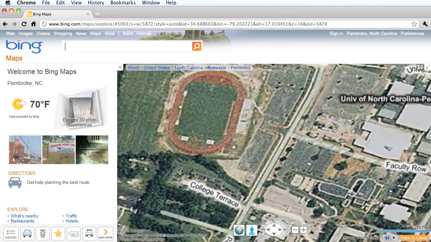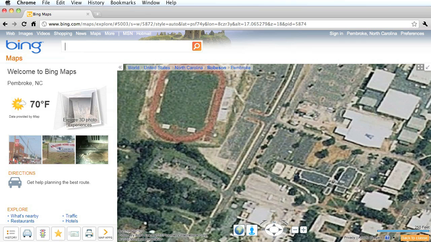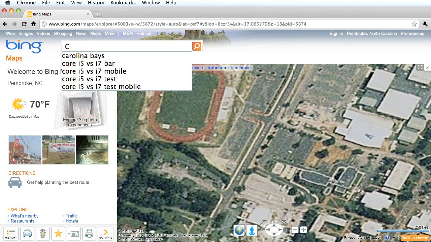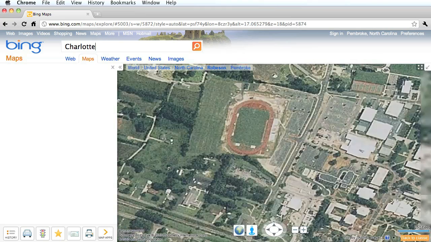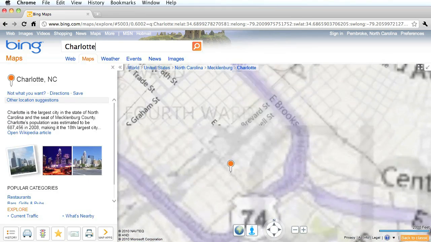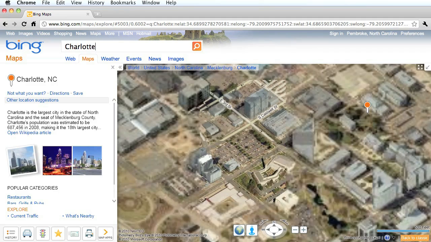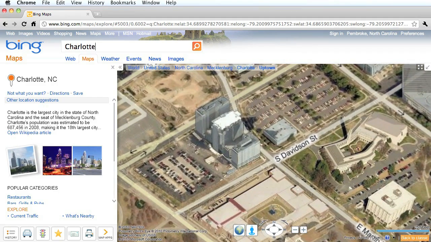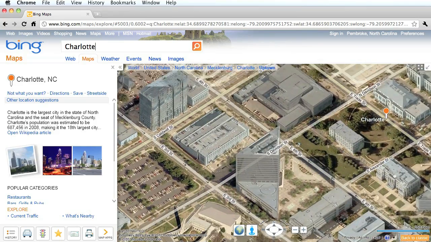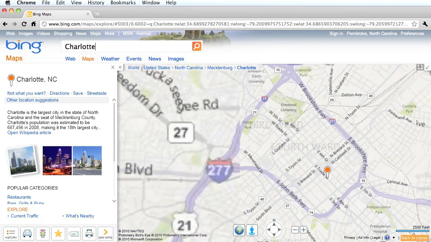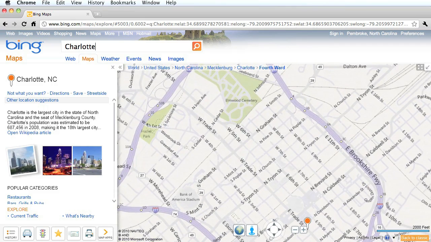Now you can use this in different areas. As you can see, this is a fairly rural area, the areas around UNC Pembroke. But if we take a look at Charlotte, we can see different types of data. In rural areas, they're not really spending a lot of money. Instead, they're spending most of the money in terms of data, where they're going to have the largest audiences in urban areas. So what you can see here, of course, is this dynamic data that's being created and updated.